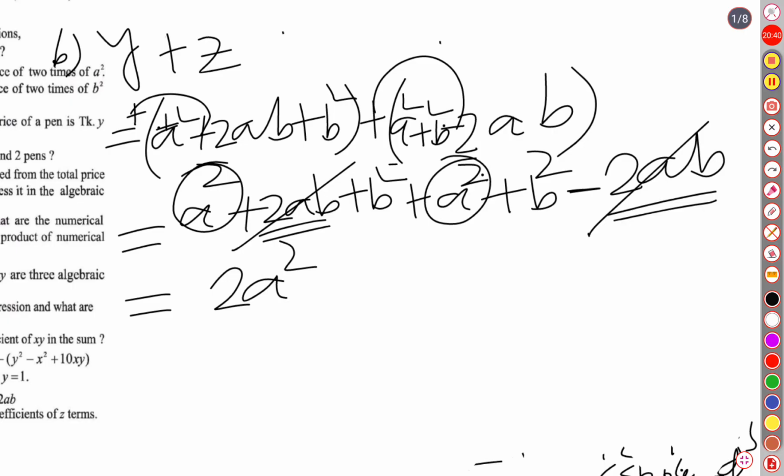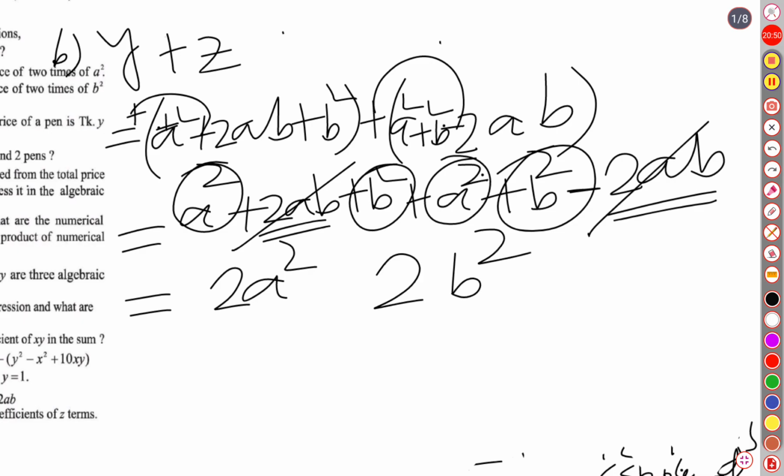Then b square, one b square has a plus symbol, another b square has a plus symbol. The symbols are the same, so it will be addition. Now the question is, which symbol should be inserted in front of b square? If we suppose the first one is greater, then there will be a plus symbol. If we suppose the second one is greater, even then the symbol will be the same. So this is our answer to this question.